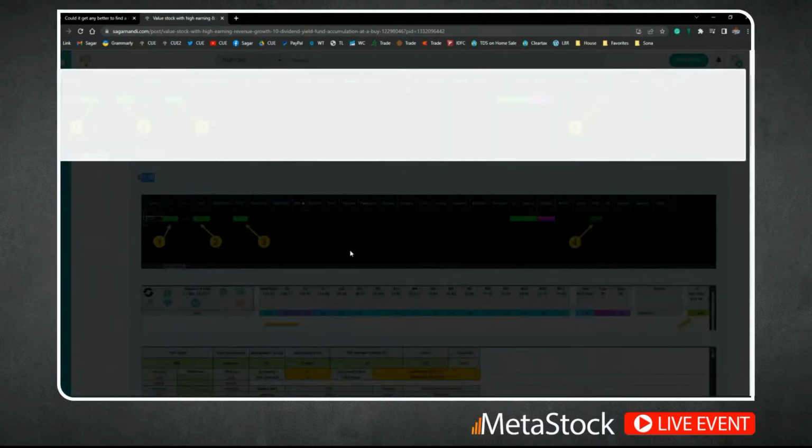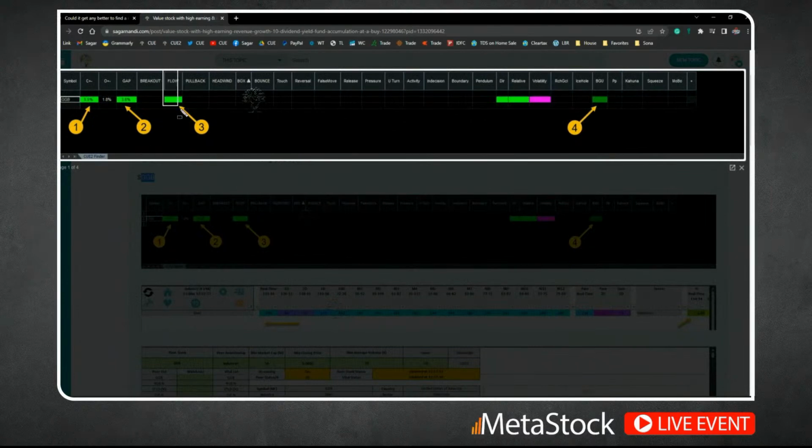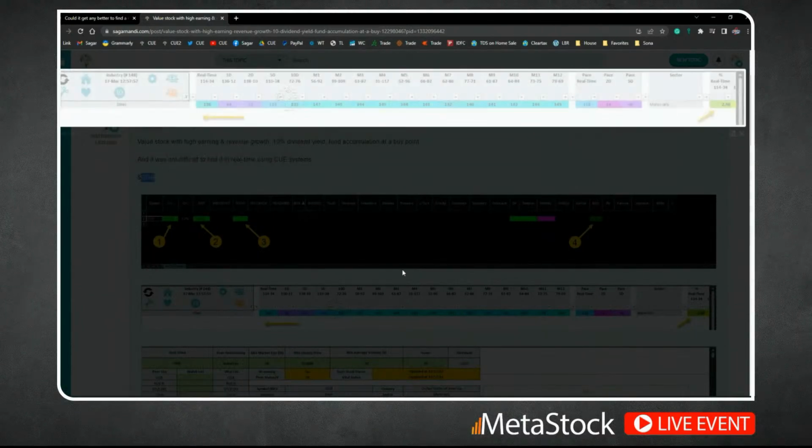Look at the analysis again. It had a flow setup, that is a trend following setup. As of the time I shared it, the stock was up by 5.5%. It also had a gap up open 3.6%. And it had some additional signals. I am not going to go through all the signals.